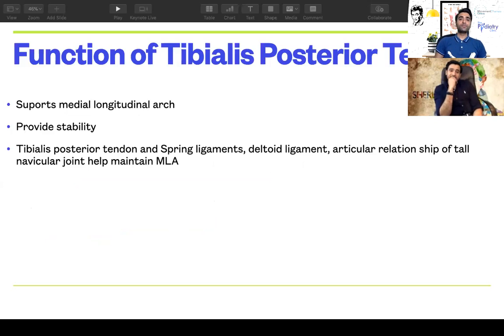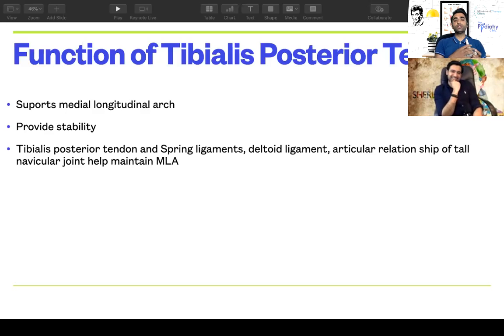So one of the main functions of the tendon is to support the medial longitudinal arch. As you'll see moving forward, insufficiency of the tendon makes the foot flatten out completely. It provides stability, and the tibialis posterior tendon, spring ligaments, deltoid ligaments, and the articulating relationship of the talus and navicular, the talonavicular joint, help to maintain the medial longitudinal arch.